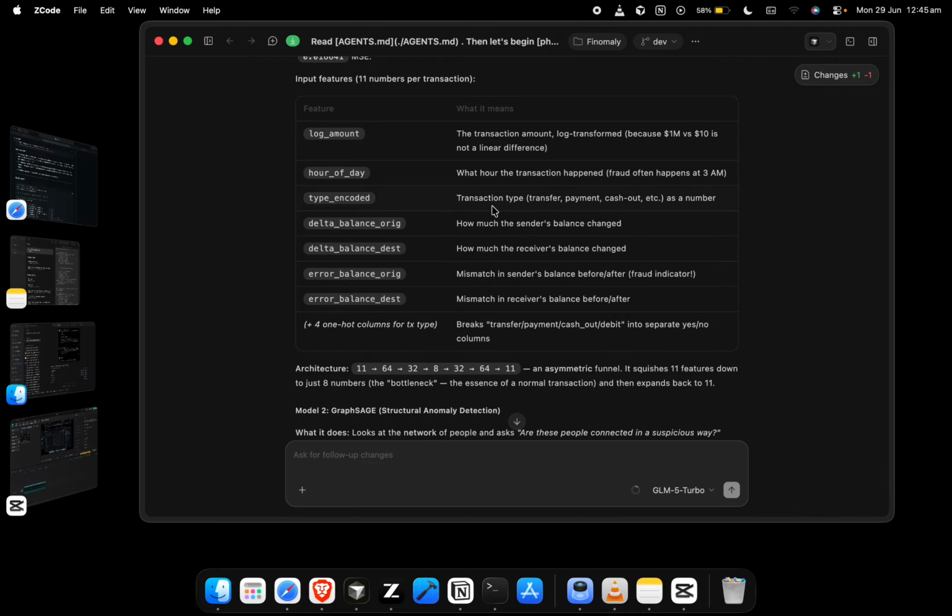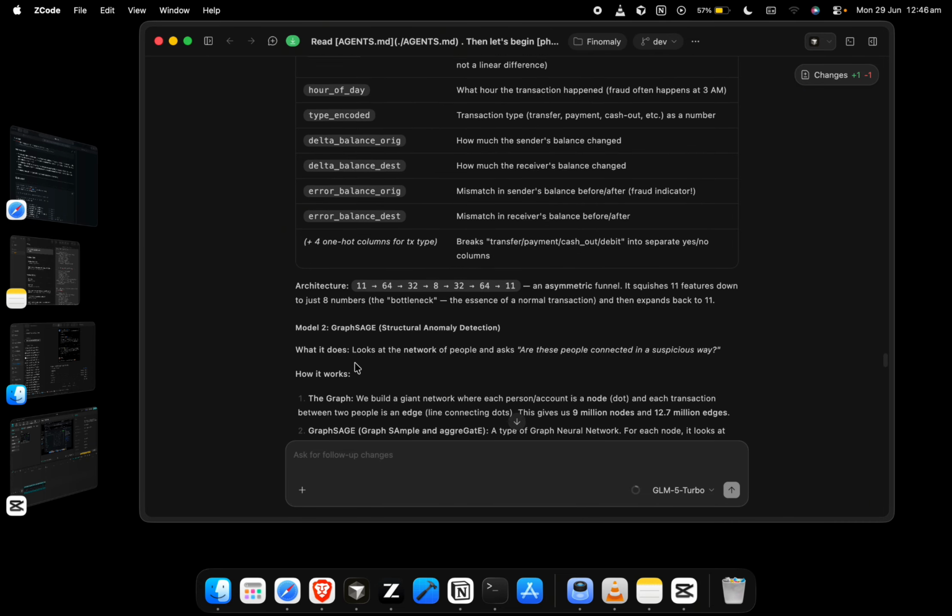Type encoder, the type of transaction, transfer, payment, cash out, as a number. The delta balance origin, this is how much the sender's balance changed. The delta balance destination, how much the receiver's balance changed. The error balance origin, mismatch in sender's balance before or after. So this is the fraud indicator. And error balance destination, mismatch in receiver's balance before or after. Then plus 4 one-hot columns for TX type. It breaks the transfer, payment, cash out, debit into separate yes or no columns.